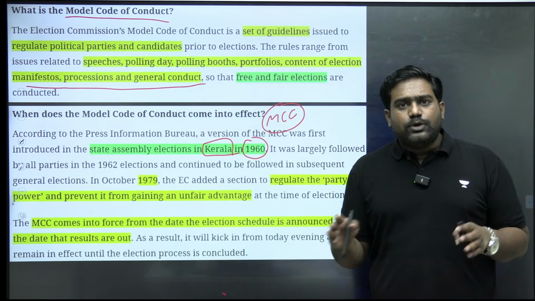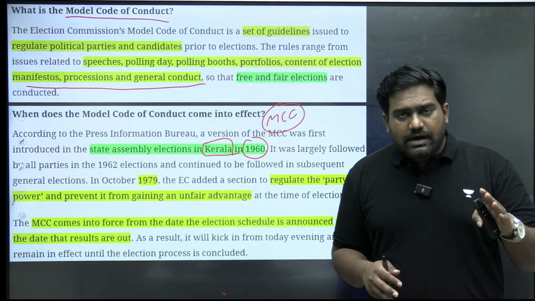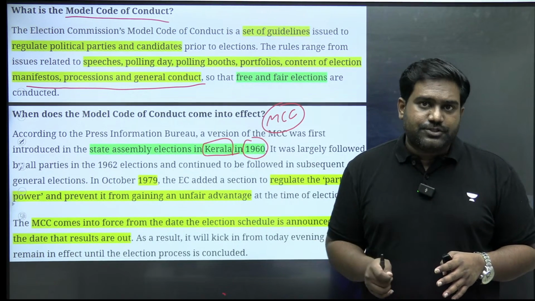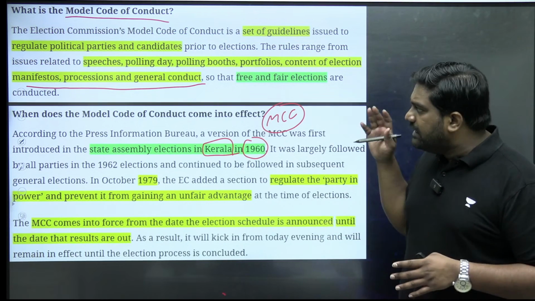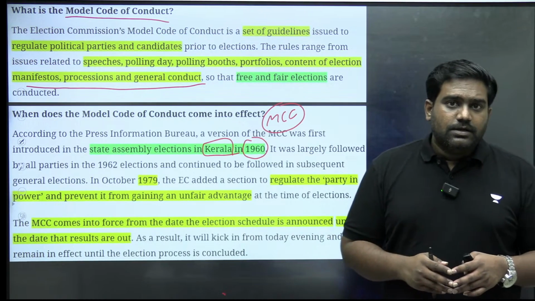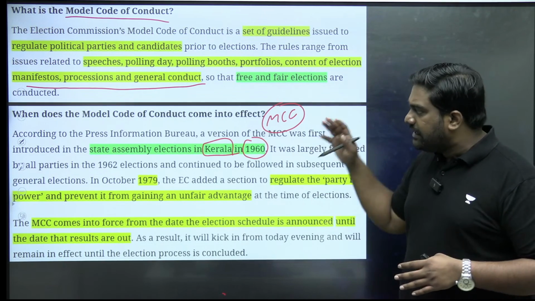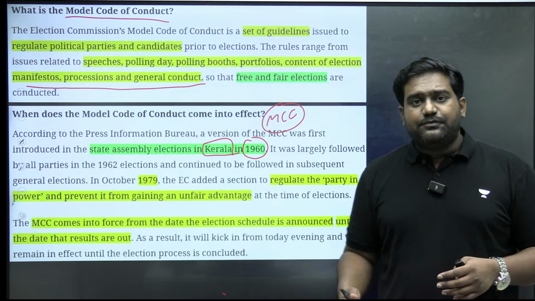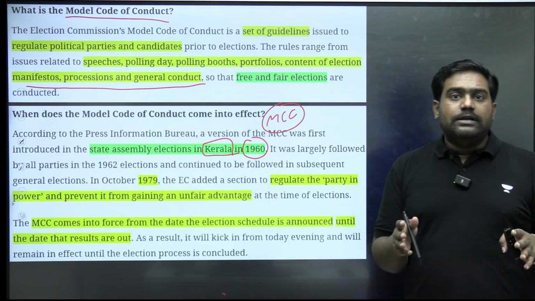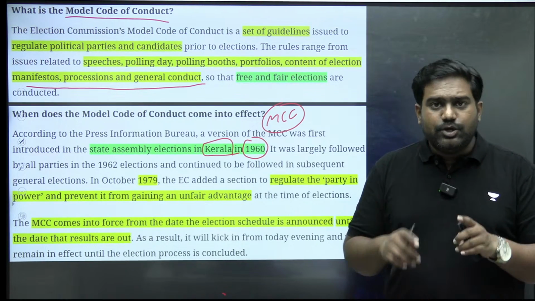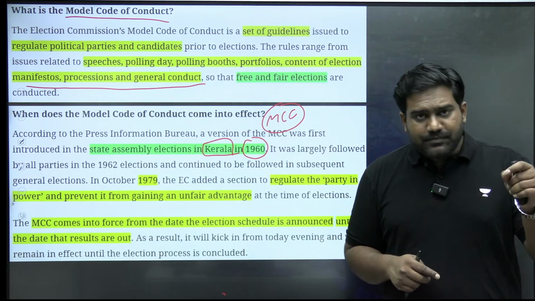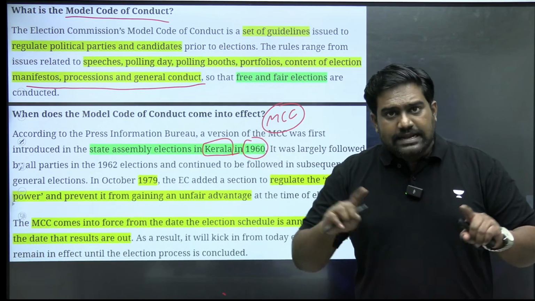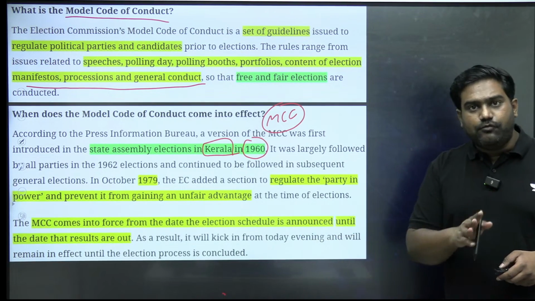Every party, every candidate should have a level playing field. No one should have an unfair advantage. No one should resort to corrupt electoral practices to win votes. So this is ensured primarily through the MCC, the Model Code of Conduct. So from 1962 onwards, it has been regularly used during all the state and national elections, and it specifies certain codes of conduct expected by political parties and the candidates during the entire election period. That is from the day on which election schedule is notified till the day results are announced. For that entire duration, MCC guidelines are in force.